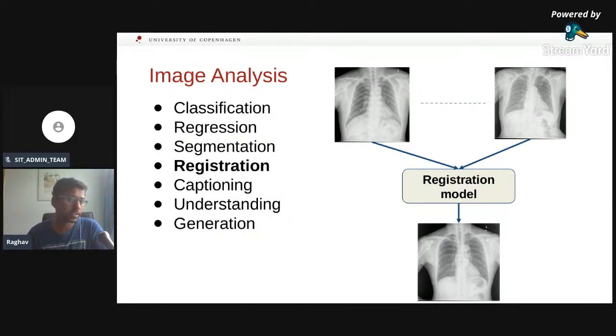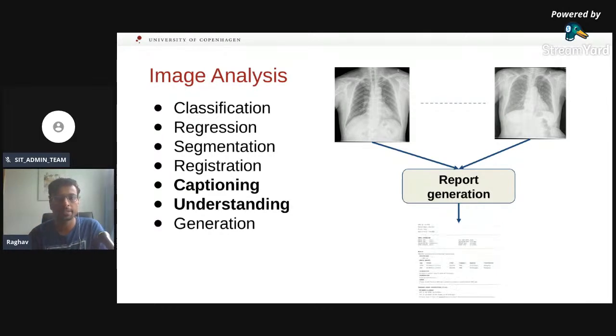Now we will not be talking about these, but if you just start doing any bit of image analysis, these are the basic stuff. You start with something like classification and then regression, segmentation, registration. Now with more of these natural language processing models, we're also doing a bit of captioning and things like that. So what does that mean?